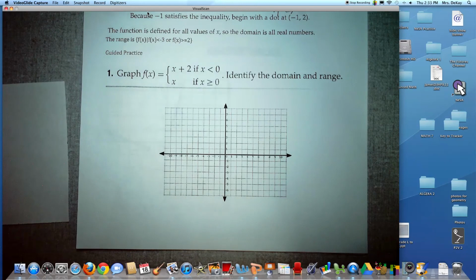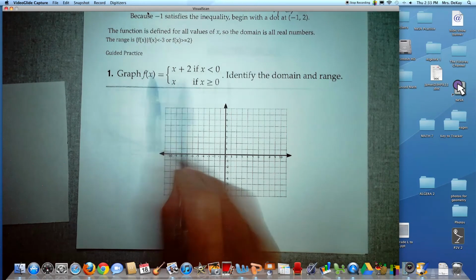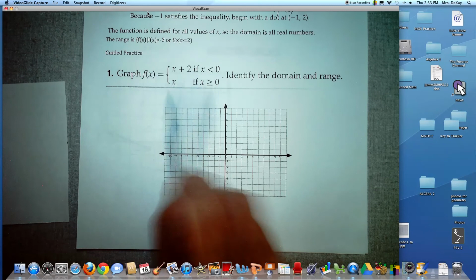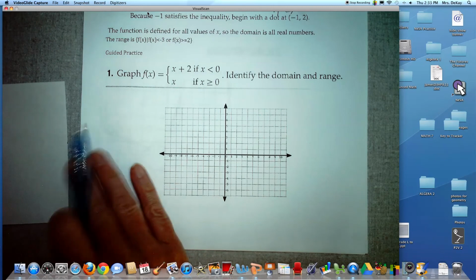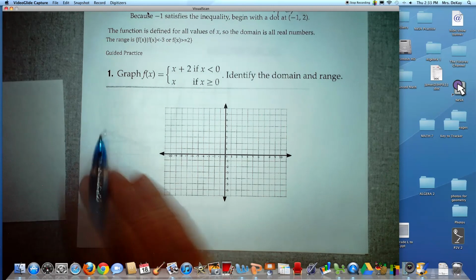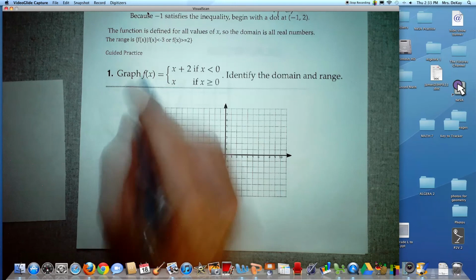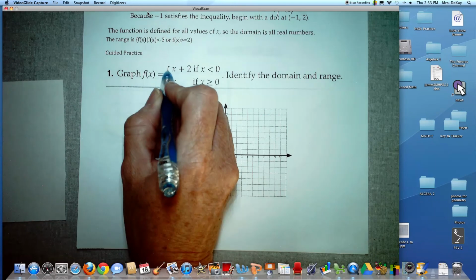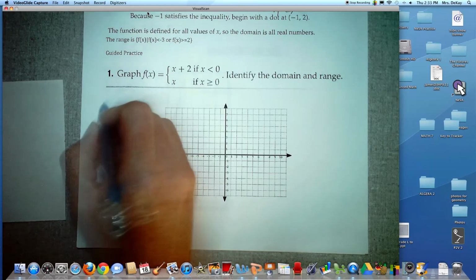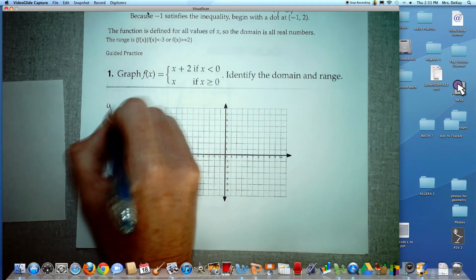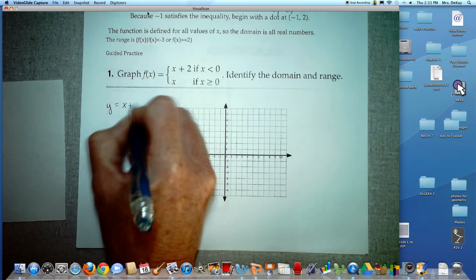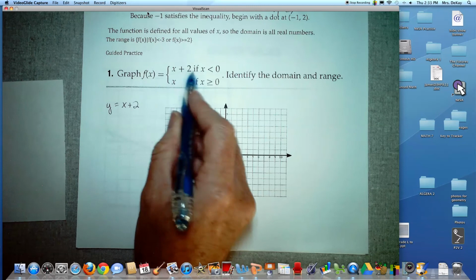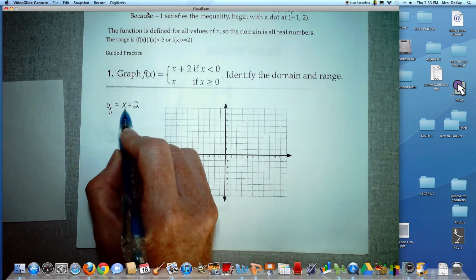Here's our function, and different things are happening at different intervals here. Okay? Now, we can go with what Alex said, and that might be kind of fun. So let's try it. Let's take this first equation, which I'm going to rewrite as y equals x plus 2. Does anybody have a problem with that? Y equals x plus 2.